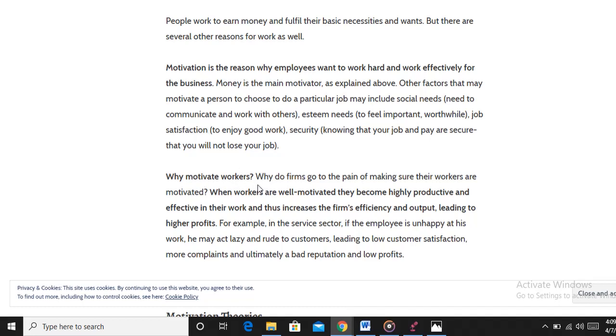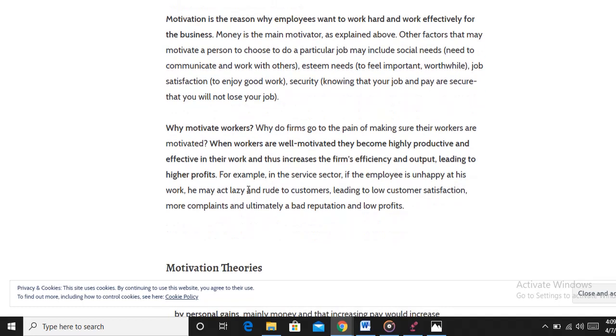So why do we have to motivate our workers? Why do firms go to the pain of making sure their workers are motivated? When workers are well motivated, they become highly productive and effective, which is a tip-top condition for most companies when they want to be successful among the competitors. They must have highly motivated workers.